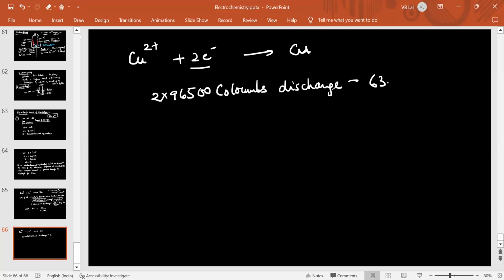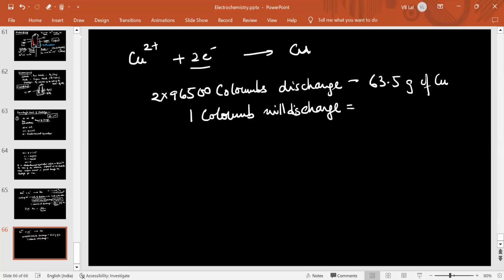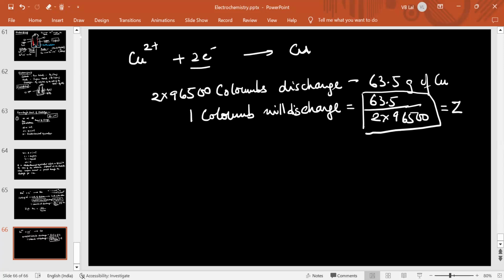What is 1 mole of copper? 63.5 grams of Cu. So 1 coulomb will discharge 63.5 divided by 2 into 96500 grams of copper. This value is equal to Z, the electrochemical equivalent. What is the electrochemical equivalent? It is the mass of the substance which is discharged when 1 coulomb of current is passed through it. 1 coulomb is 1 ampere current passed for 1 second.